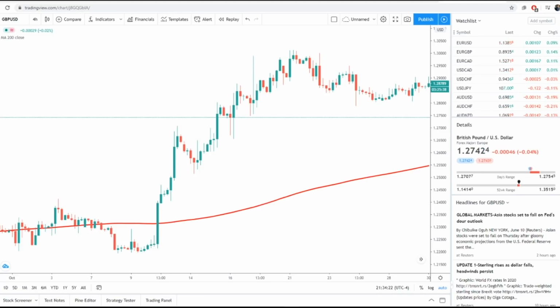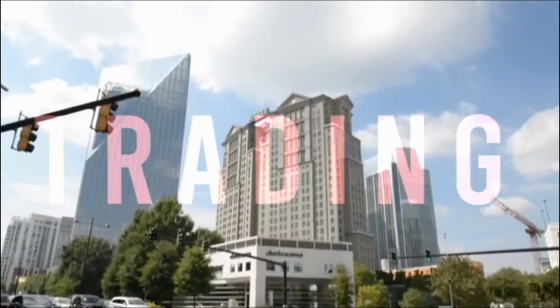Market structure is something that is pretty universal, and it doesn't really matter what market it is. We're looking primarily here at price action. So this concept is going to be mostly a price action based trading strategy. So stay tuned. Let's go ahead and get into it right now.